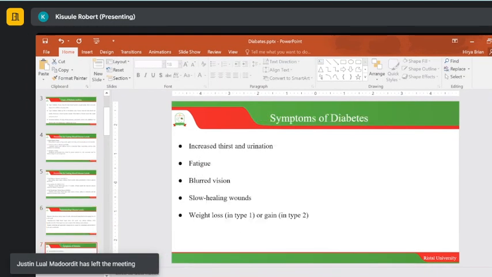What are the symptoms of diabetes? So when someone comes knocking on your door in your consultation room or in your office, and these are the things they are reporting, they are talking of increased thirst and urination, they are talking of fatigue, they're talking of blurred vision, they're talking of slow healing wounds, as we will see. They are also talking of weight loss, which is always in type 1 diabetes.